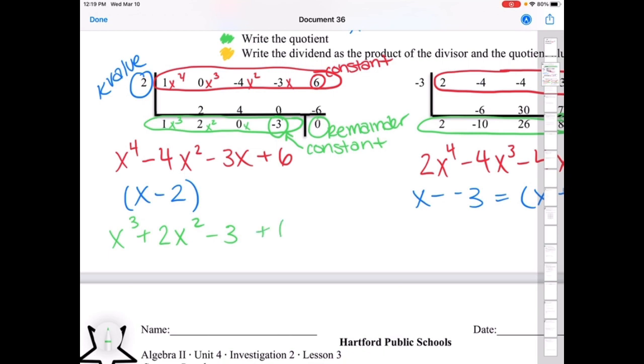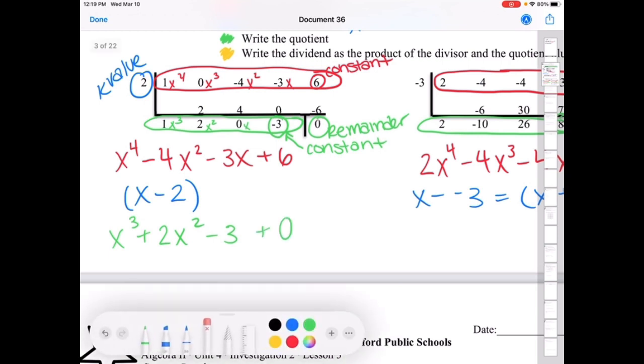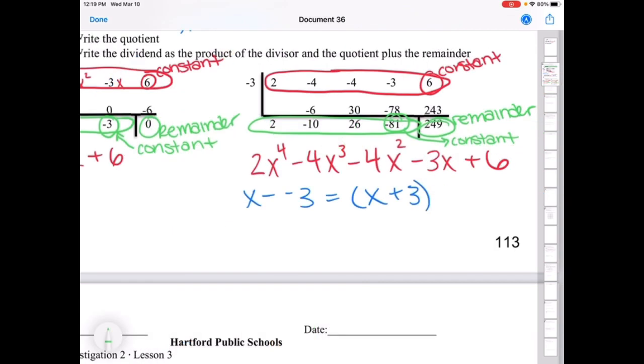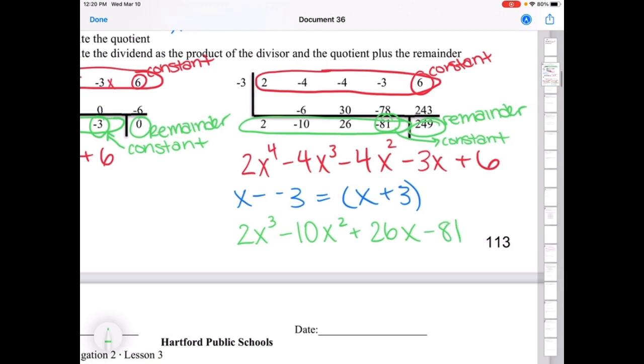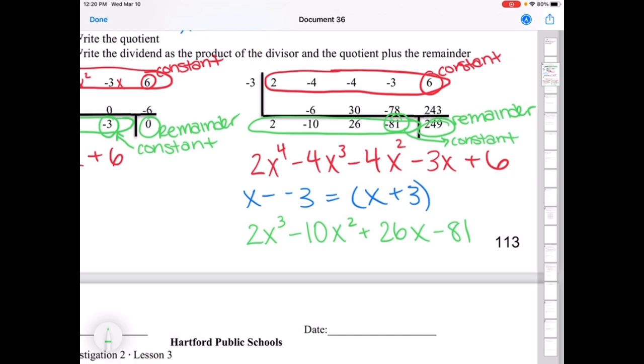And I have no remainder, so I'm going to say plus 0, which is the same thing as if I don't include the plus 0. And then over here on the right, we have 2x to the 3rd minus 10x to the 2nd plus 26x minus 81. The difference here is you've got to put the remainder. So the remainder is going to be plus, because it's a positive 249. And you're going to say 249, which is the remainder, divided by the divisor, which is x plus 3.